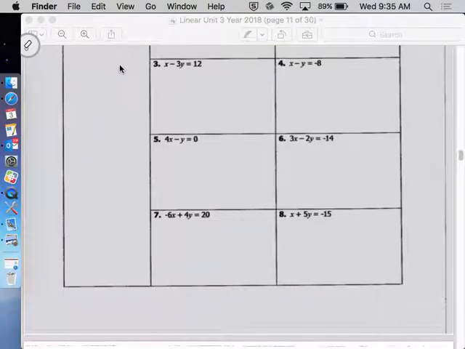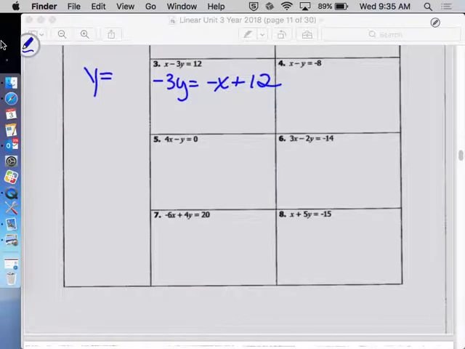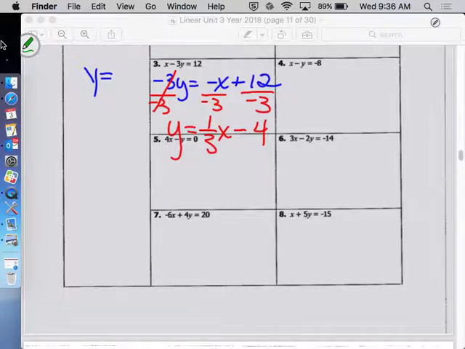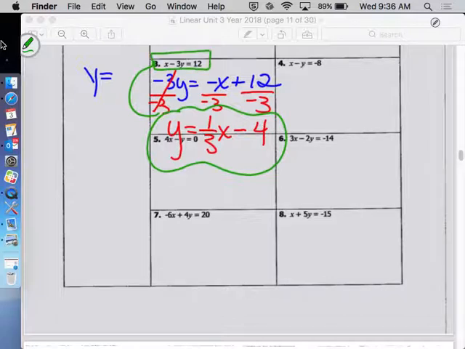And the goal here is to isolate the y. So this is my end result goal. I would like for it to be set up as y equals. So I've got negative 3y. If I subtract x, then my next job is to divide each term by negative 3 or multiply by negative 1/3. So I've now isolated y. My slope now becomes positive 1/3 and the y-intercept is negative 4. So both equations would graph as the same line. One is given in standard form, the other is given in slope-intercept form.